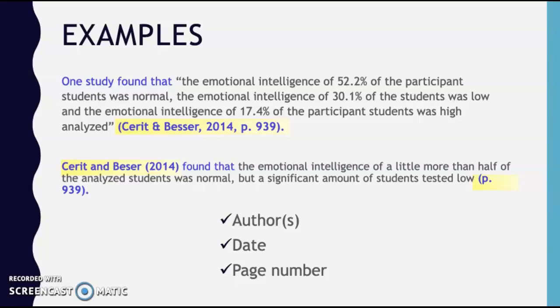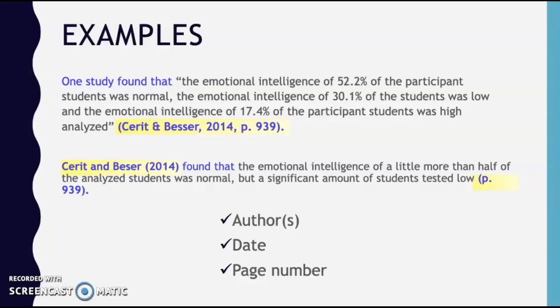The first example reads, one study found that the emotional intelligence of 52.2% of the participant students was normal, the emotional intelligence of 30.1% of the students was low, and the emotional intelligence of 17.4% of the participant students was high. The signal phrase is at the beginning: one study found that. At the end is the citation. Notice that the end quotation comes first, open parentheses, the author's last names, a comma, the year of publication, a comma, the page number with p period, and then a close parentheses, and then the period that ends the sentence.